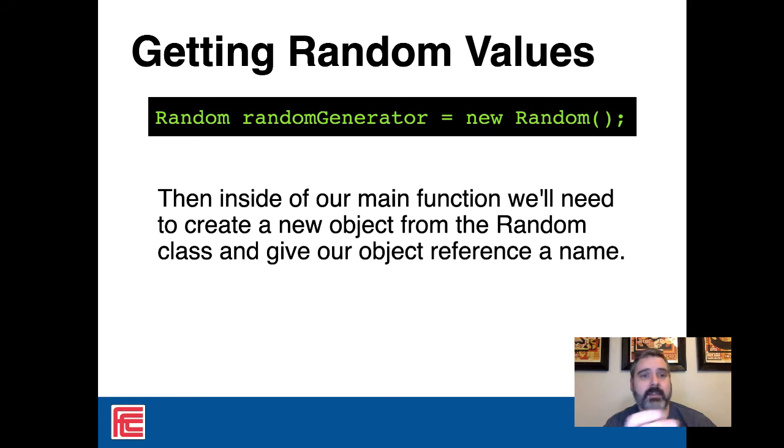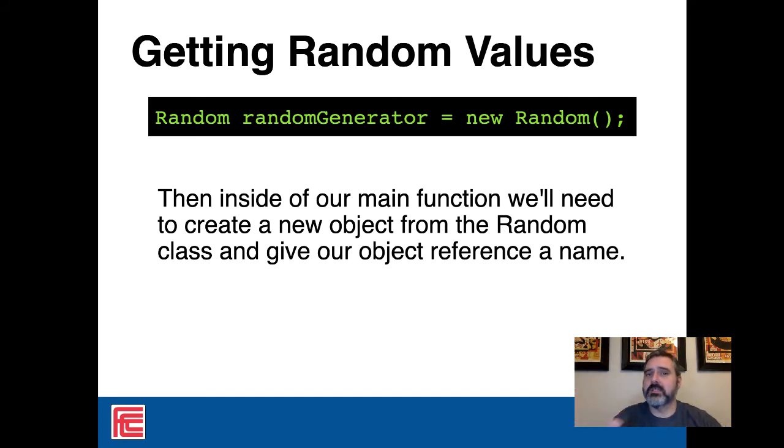After that, we're going to create a new random generator, just like we do with a scanner. So the type is going to be Random. We're creating an object of the Random class, so the type of our variable is Random with an uppercase R because it's an object. So random generator, or whatever you want to call it, I usually just call it rando, equals new Random. We don't need to put anything in there yet.